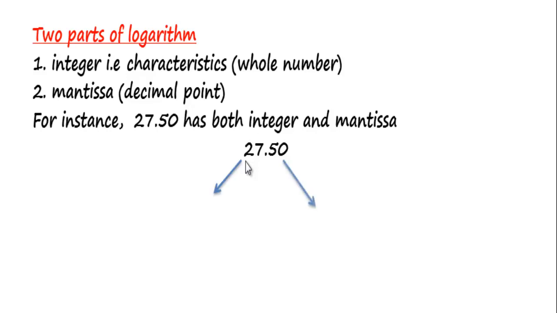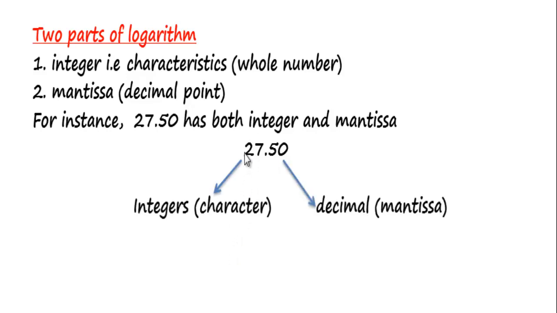Are you following? So let's see what we are talking about. The integer is 27, you understand now? Which is the characteristic, while the decimal, which is the mantissa, is 50. You are getting it now. So any number before the decimal point is the integer or characteristic, while immediately after the decimal point is the decimal or mantissa.